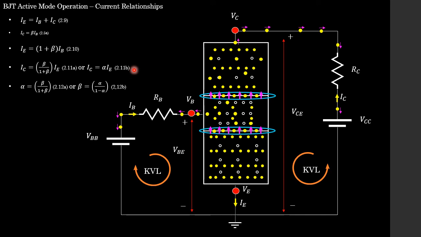Or a better way to express it, students, is to simply say our collector current is alpha multiplied by our emitter current. So now we can see, there's some relationship between alpha and beta. And here is where we see what that is. Alpha is simply beta over 1 plus beta, or beta is simply alpha over 1 minus alpha.